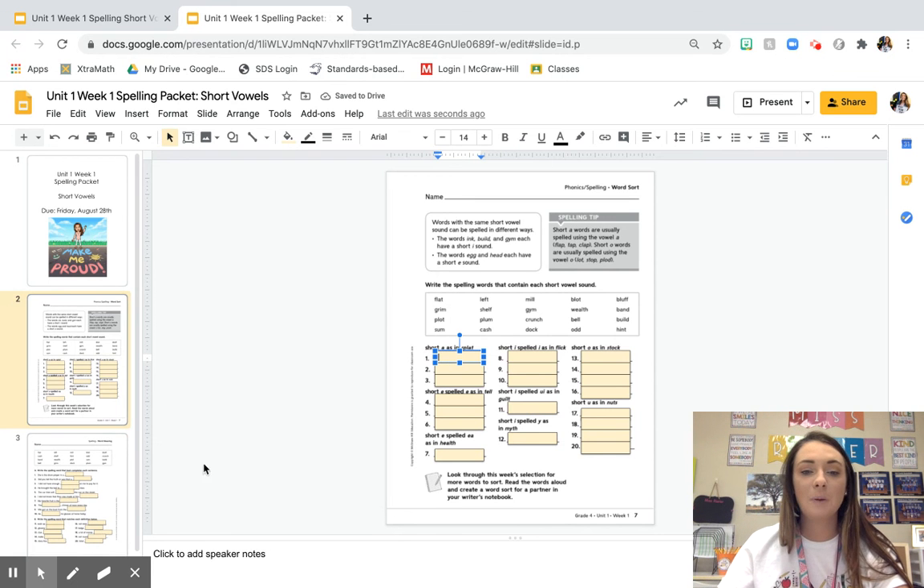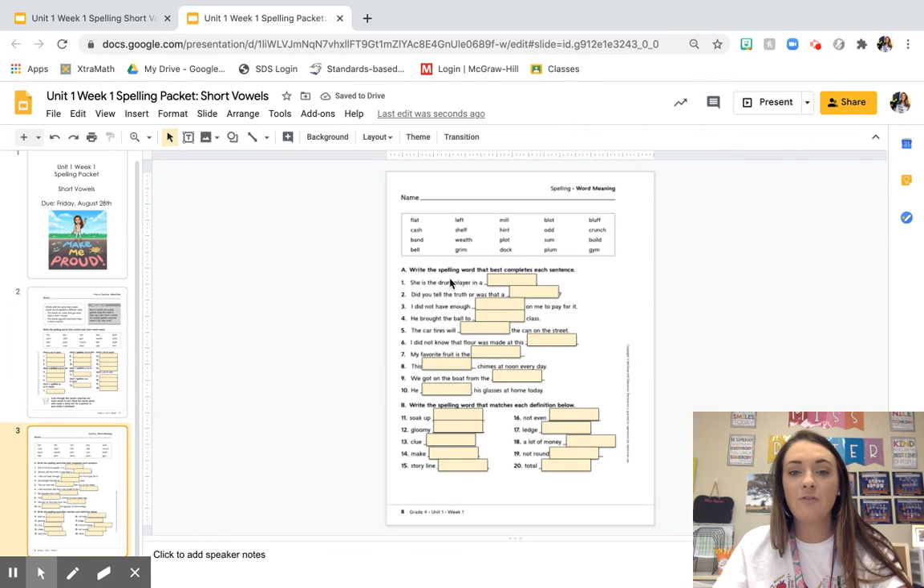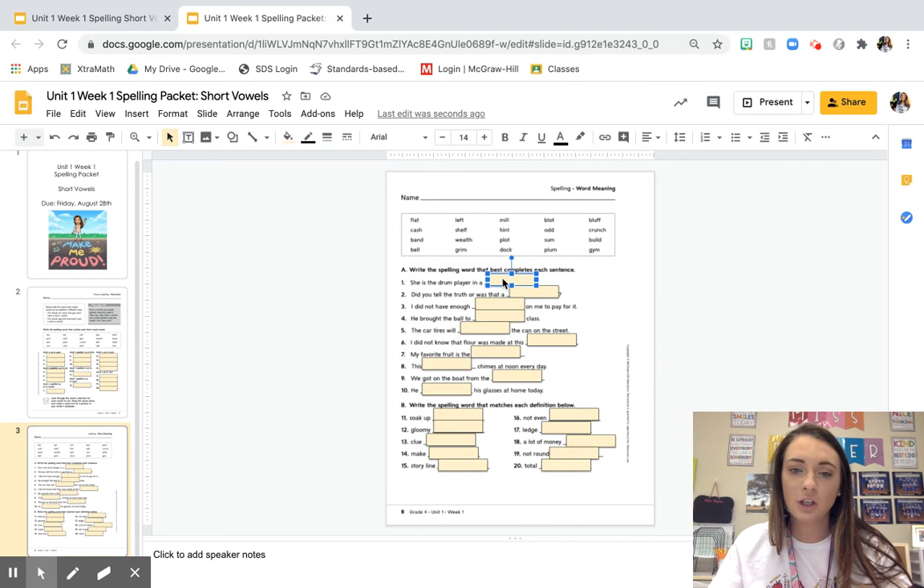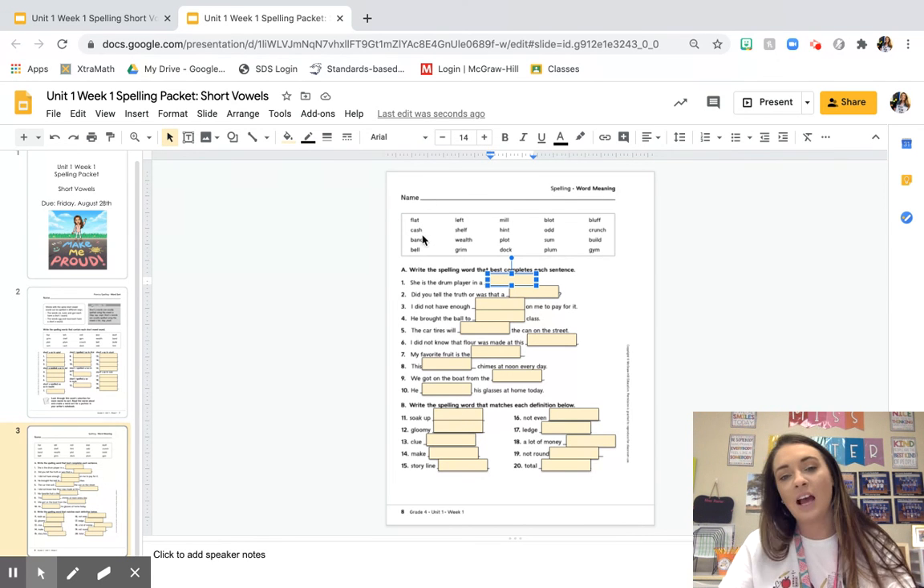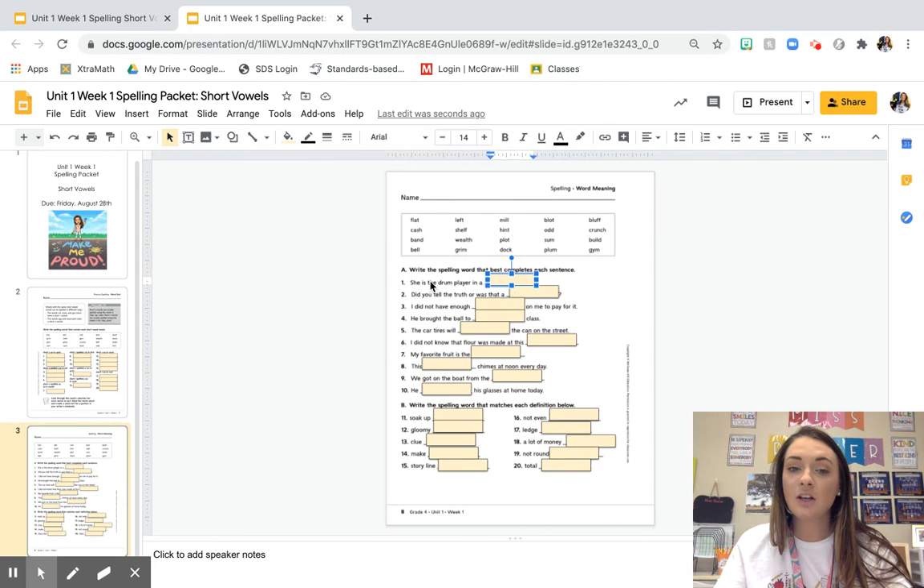The next page is going to be a fill in the blank. So if you look at part A, it says write the spelling word that best completes each sentence. So for example, she is a drum player in a what? So what word do we think goes best there? I'm going to kind of go through my words. So to help you guys, you can maybe fill them in. So let's try this one.